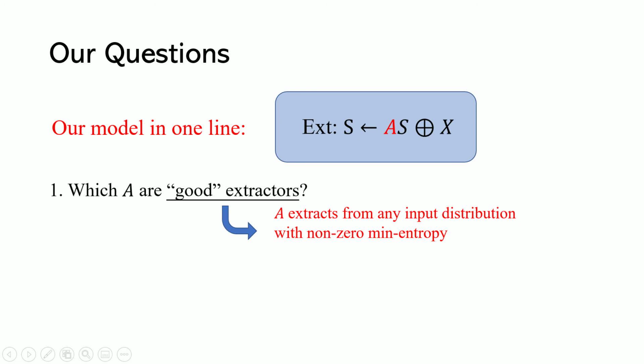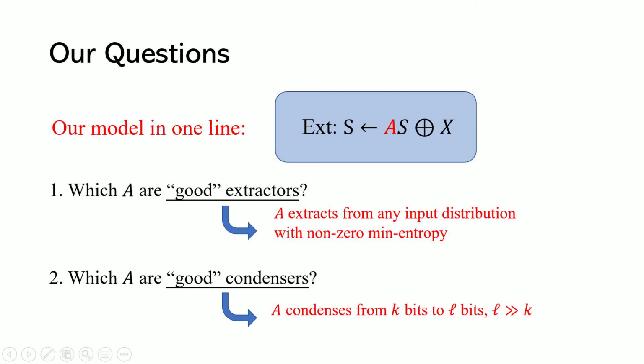Then we ask the following questions. The first one is which matrices A are good extractors? A is a good extractor if A extracts from any input distribution with non-zero entropy within finite samples. That means starting from any distribution with non-zero entropy, we can always end up with a nearly uniform distribution. If A is a good extractor, we also want to know how many samples are needed.